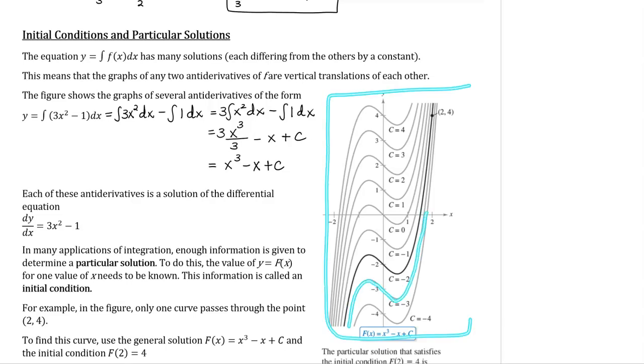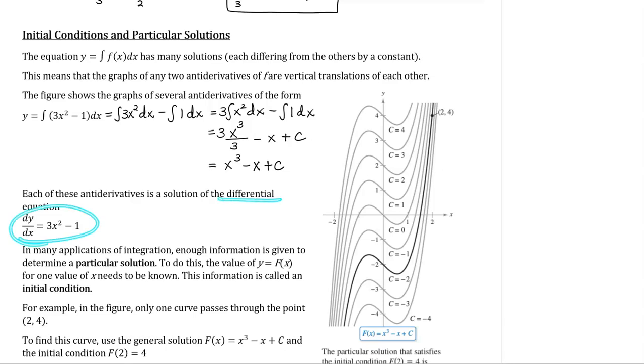So all of these functions, when you take the derivative of them, you would get 3x squared minus 1, right? So they're only differing from each other by some constant value. Each of these is a solution of the differential equation dy/dx equals 3x squared minus 1.